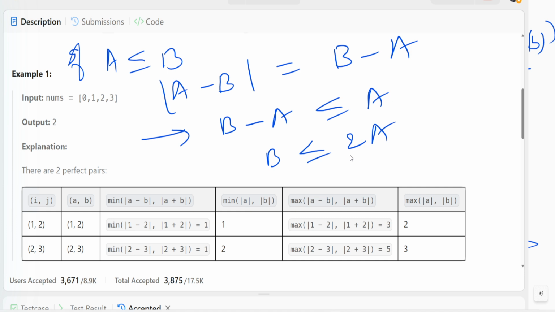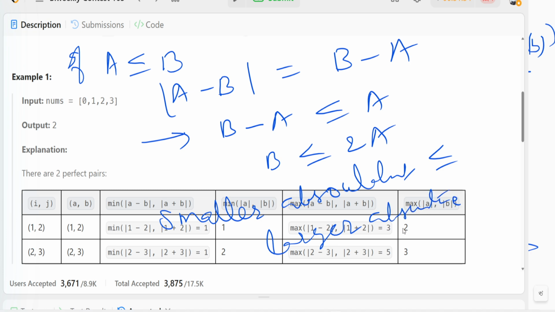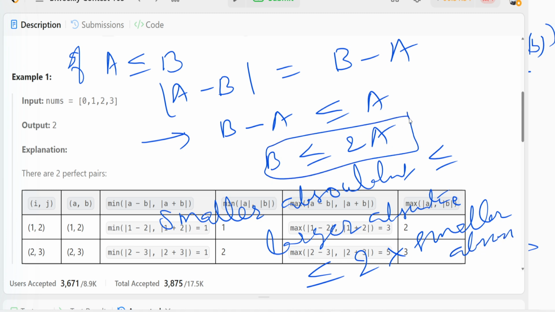So the perfect pair rule is: the smaller absolute value is less than or equal to the larger absolute value, which is less than or equal to 2 times the smaller absolute value. Either you say this one or that one. If b is less than or equal to 2a, it means the smaller absolute is less than or equal to the larger absolute, and that is less than or equal to 2 times the smaller absolute. Let's understand how.